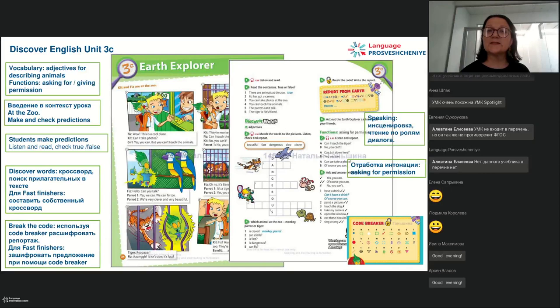Здесь интересно, что на третьем уроке вводится уже прилагательное для описания животных. Мы знаем, что на первом этапе всегда вводятся существительные, которые обозначают либо объект, либо субъект, затем глагол. И только на последующем этапе вводится прилагательное. Вот этот классический подход здесь сохранен. И у нас есть интересные упражнения, как, например, break the code, то есть раскодировать необходимое послание.